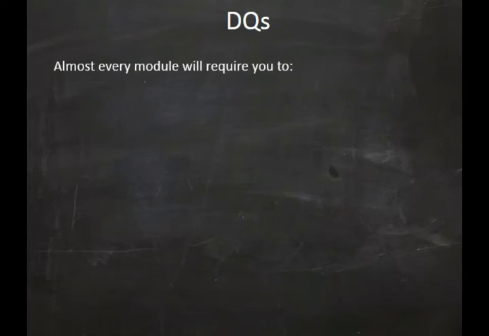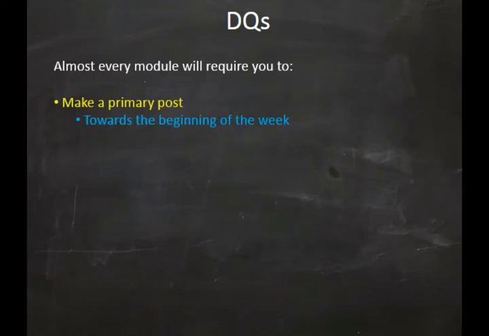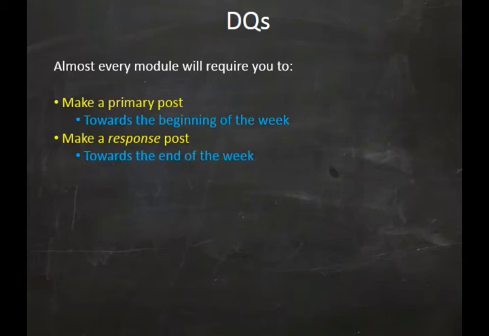Almost every module will require you to make a primary post during the beginning of the week, usually due before Wednesday, and make a response post, usually a response to another student's primary post, usually by Friday or Saturday of that same week. This means that at a minimum you will need to log on twice a week to do each DQ, but really 3 times a week, because first you have to get the reading assignment and view the presentation, and you probably want to do that on a separate day, or at least a separate session so you can absorb the material. So really logging on 3 times a week is probably the effective minimum, since you probably want to watch the presentation and do the readings first.